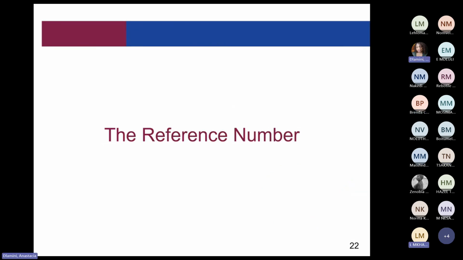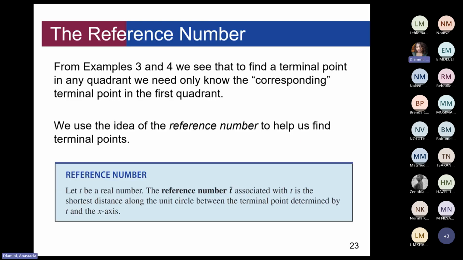Now the reference number. They say that from examples 3 and 4, we see that to find the terminal point in any quadrant, we need only to know the corresponding terminal point in the first quadrant. Meaning that to find negative 5 pi over 6, we needed to know pi over 6. To find 7 pi over 4, we needed to know pi over 4. To find 16 pi over 3, we needed to know pi over 3. That's what they're saying. Are we all together?